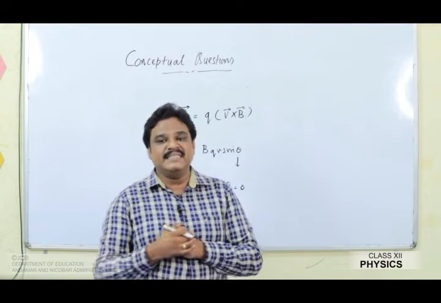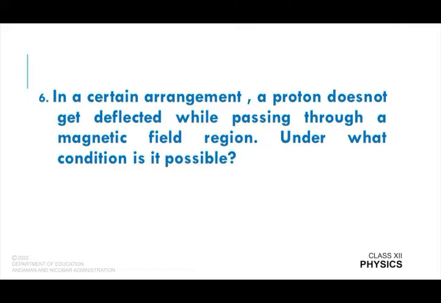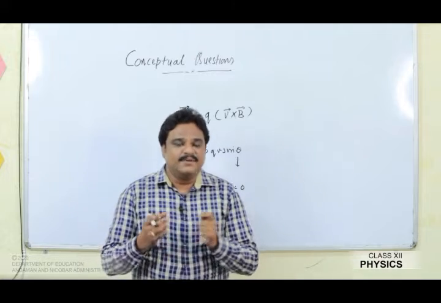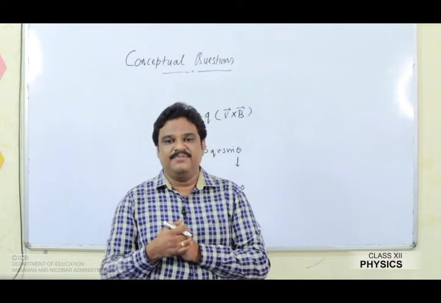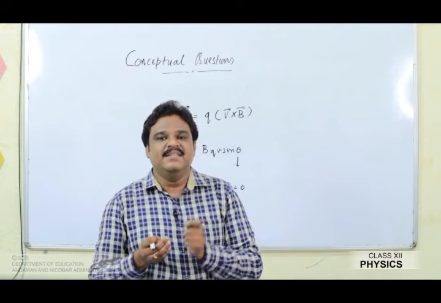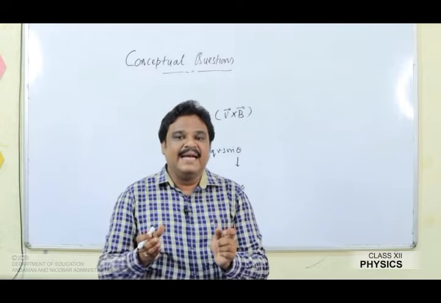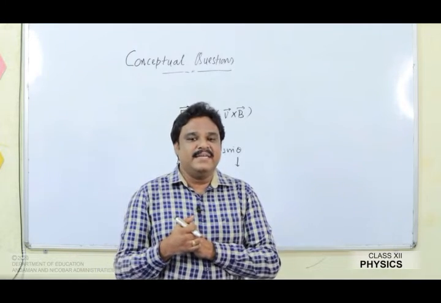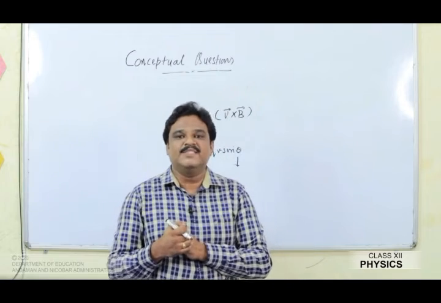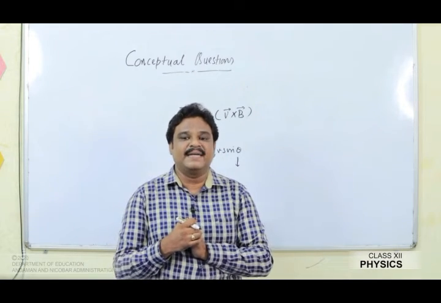So once again the question is, in a certain arrangement, a proton does not get deflected while passing through a magnetic field region. Under what condition is it possible? They are saying the F is 0. Obviously the undeflected case means the force on the proton should be 0, and under what condition will it be? When the charged particle or the proton is moving parallel to the direction of the magnetic field.